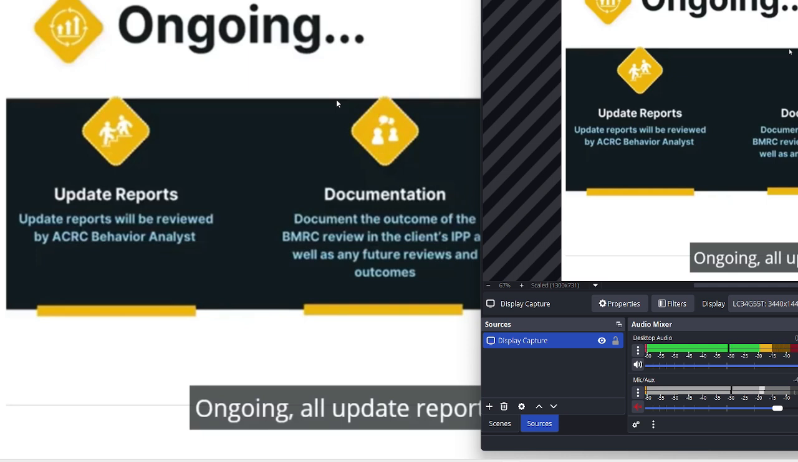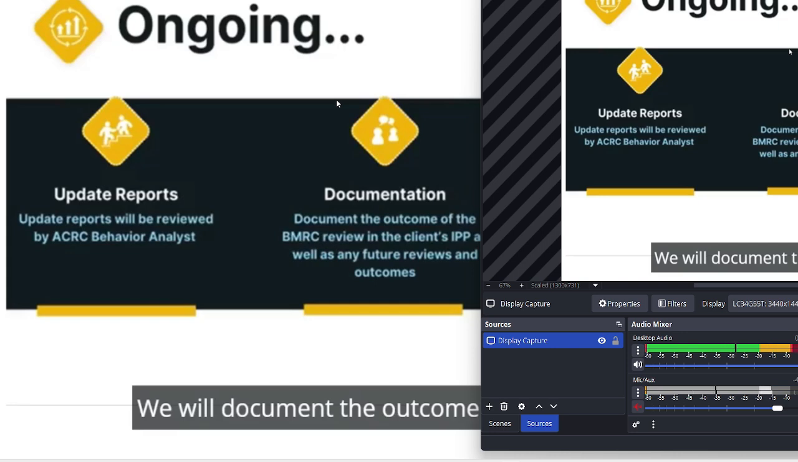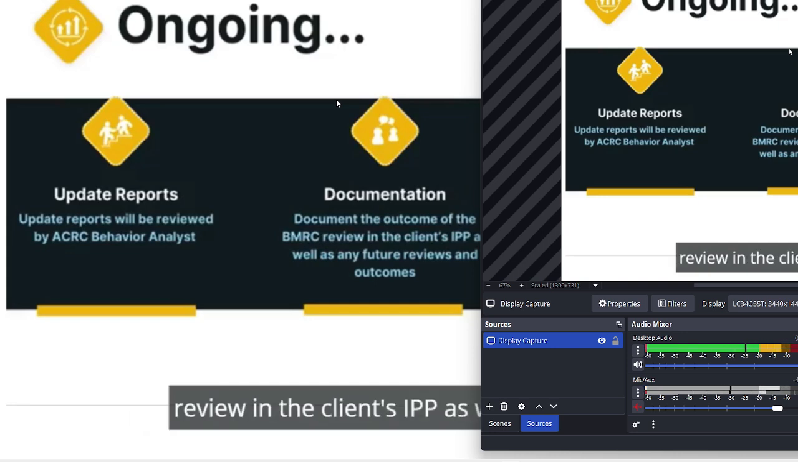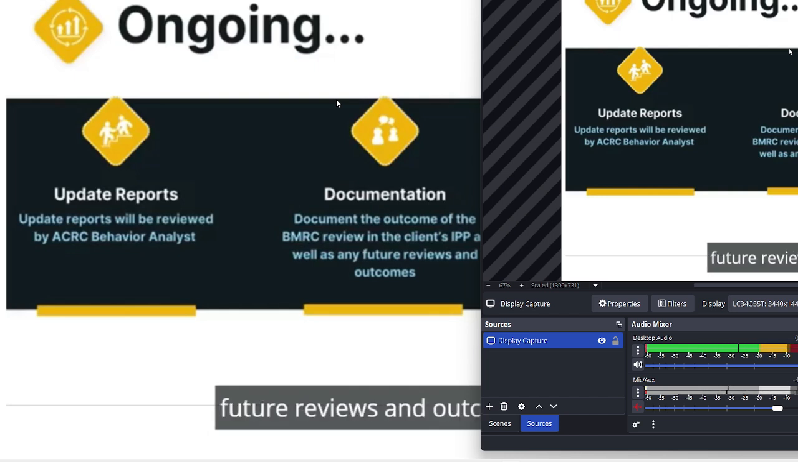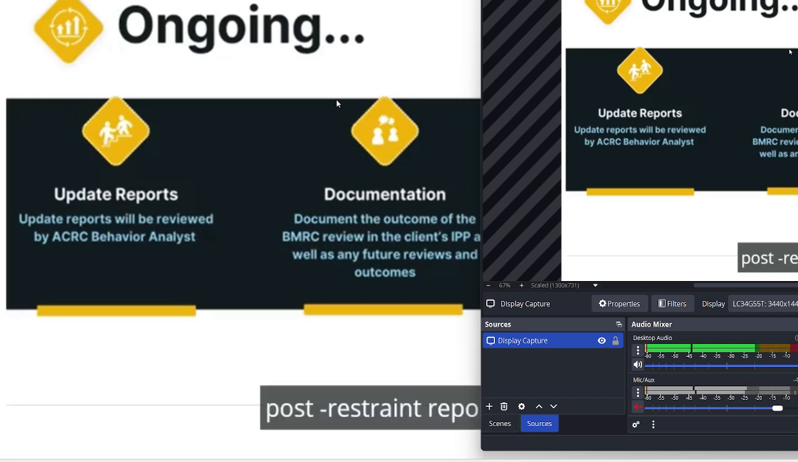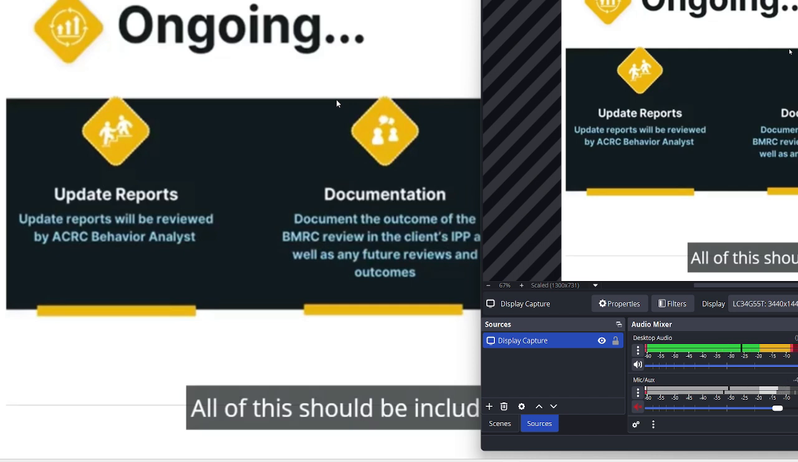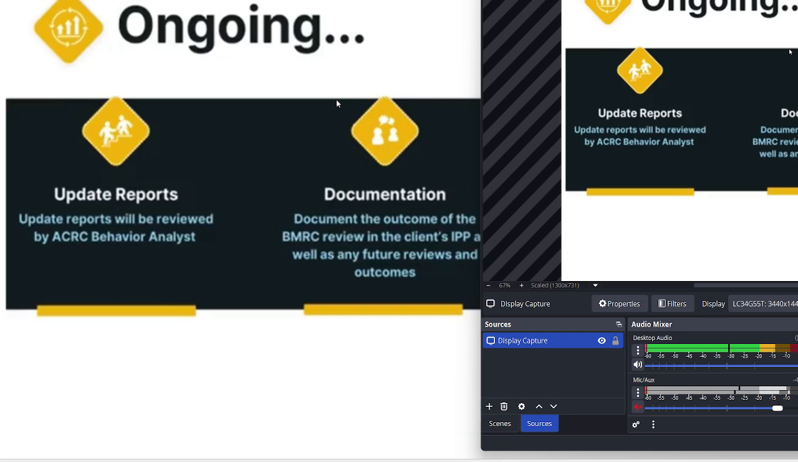Ongoing, all update reports will be reviewed by an ACRC behavior analyst. We will document the outcome of that BMRC review in the client's IPP, as well as any future reviews and outcomes. And each occurrence thereafter must be documented in a special incident report, post-restraint report, including a debriefing record. All of this should be included in the description of your emergency intervention plan procedures in your program design.